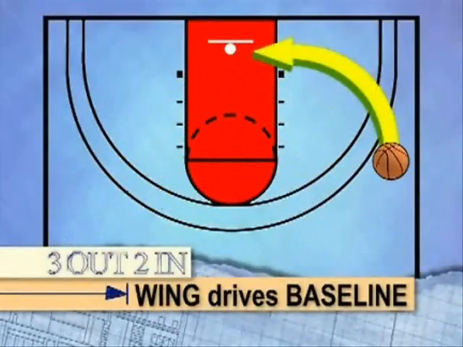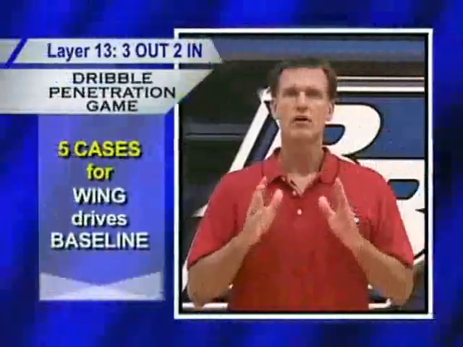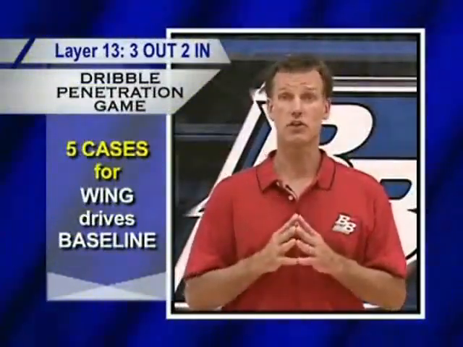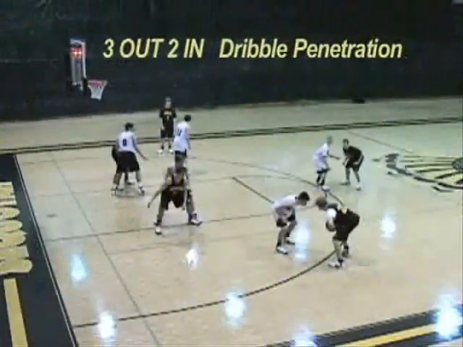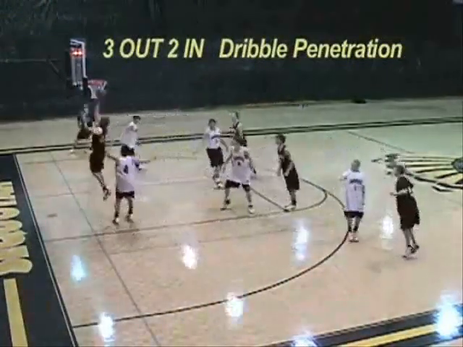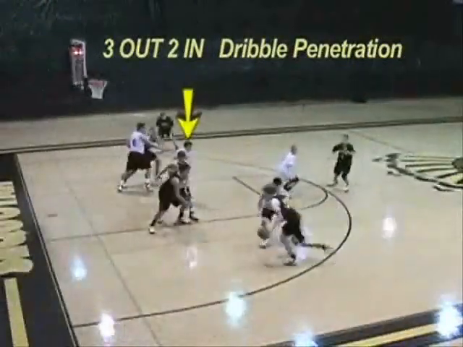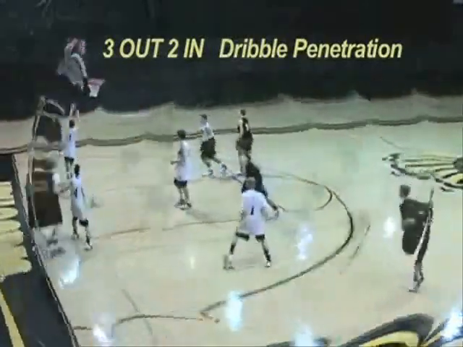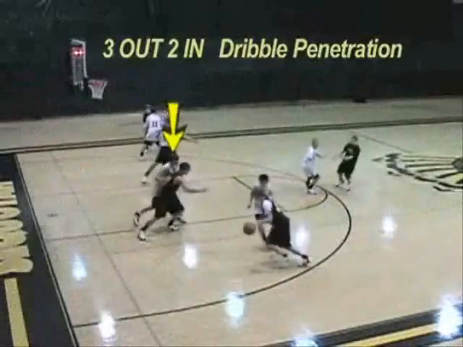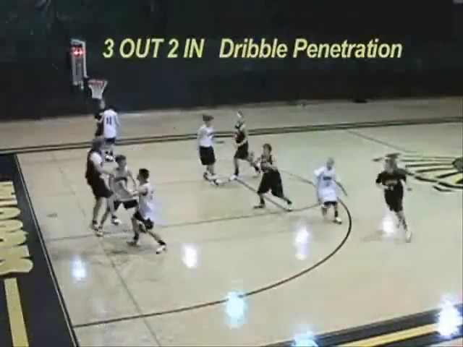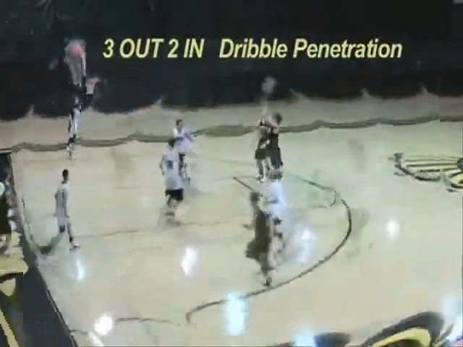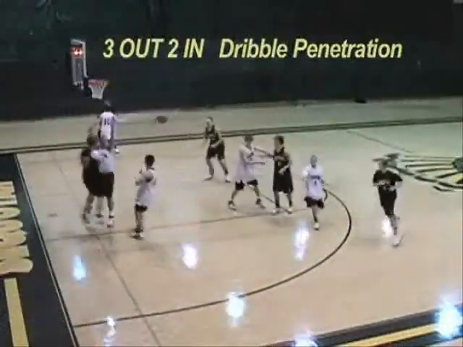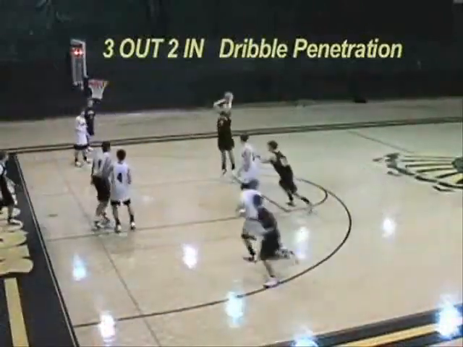Three-out, 2-in, wing drives baseline. From either wing, if you drive baseline, the possibilities are, if no defender helps, then take it all the way to the hole. If help comes from the opposite wing, then make the natural pitch to the opposite corner. If help comes from the ball side post, then hook pass up the line to your 90 degree. If help comes from the weak side post, then pitch to your 45 degree window.